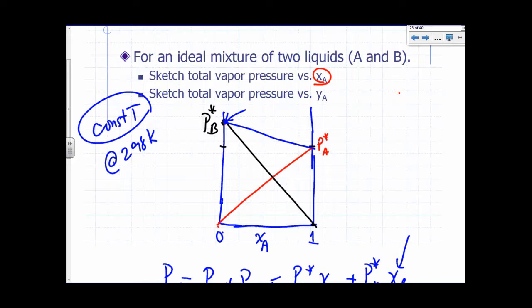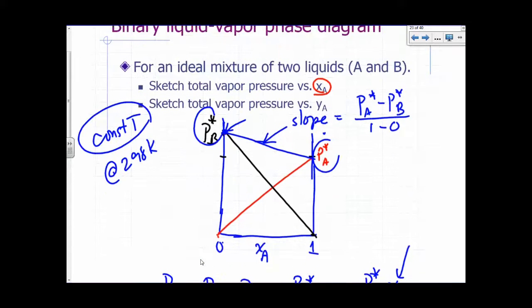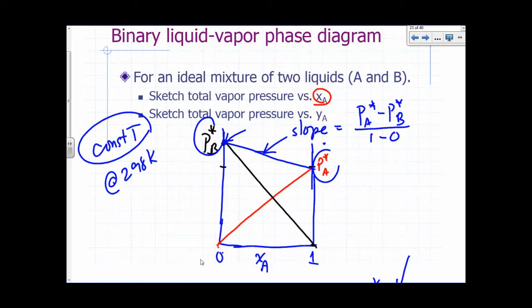And the slope of this line is what? Rise over run, so P star A minus P star B divided by 1 minus 0. So your slope is just P star A minus P star B. Delta y over delta x, and you can see that's your slope, P star A minus P star B. So that's a plot of the total vapor pressure versus mole fraction of A.